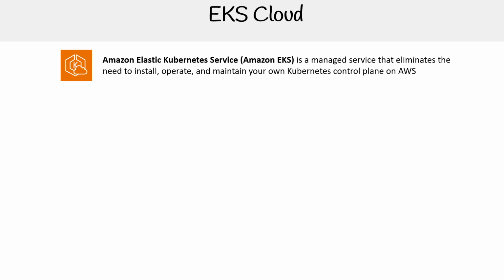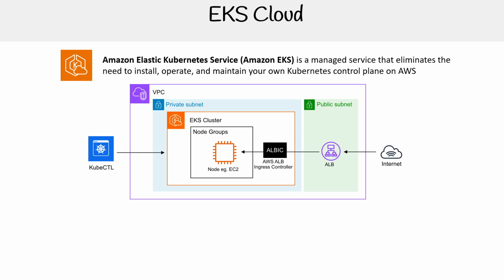When I say EKS Cloud, I just mean EKS, the default offering, as opposed to EKS Anywhere or the other variants. EKS stands for Elastic Kubernetes Service. It is a managed service that eliminates the need to install, operate, and maintain your own Kubernetes control plane on AWS. I don't say it here in the slide, but I just want you to know that the control plane is an expensive cost. When you spin this thing up, I think last time it was like $100 a month or something. It was very expensive for the base level for the control plane.